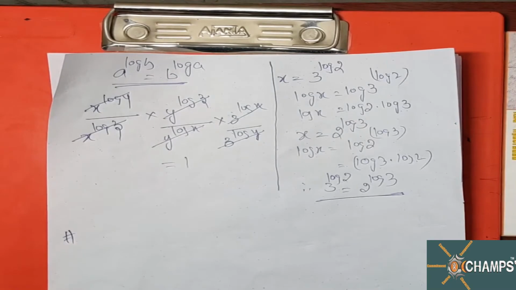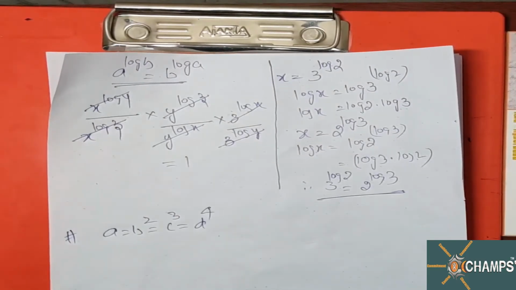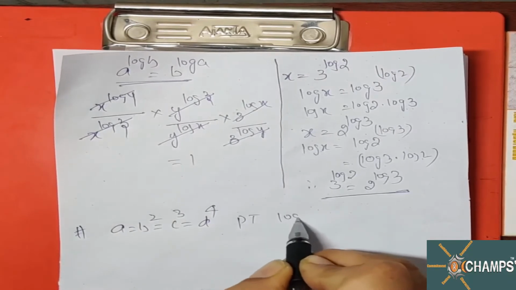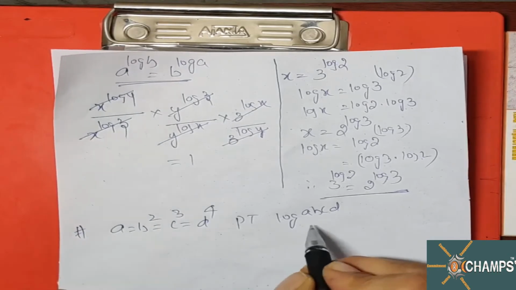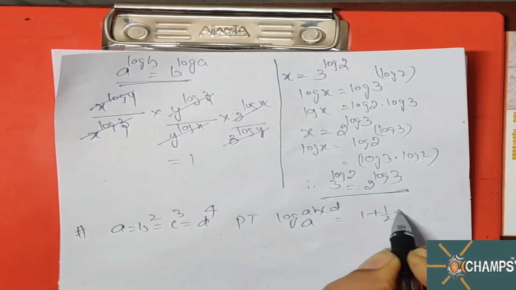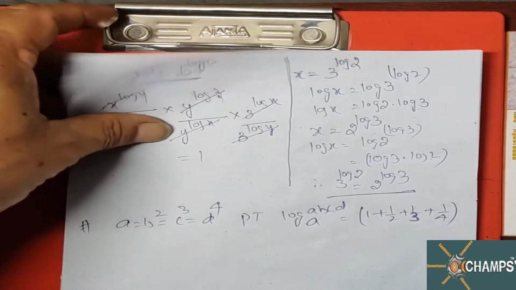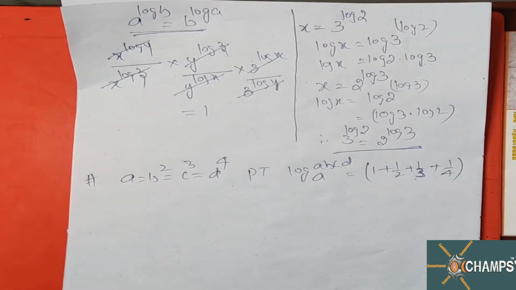Next, this is question number 4. A is equal to b square is equal to c cube is equal to d power 4. Then prove that log ABCD to the base A is equal to 1 plus 1 by 2 plus 1 by 3 plus 1 by 4.